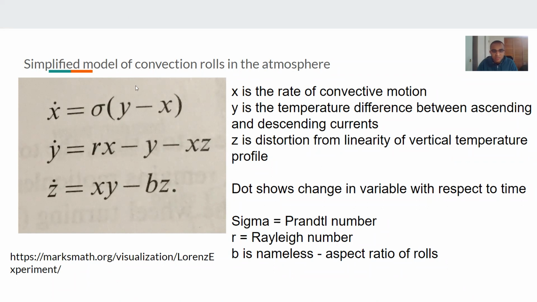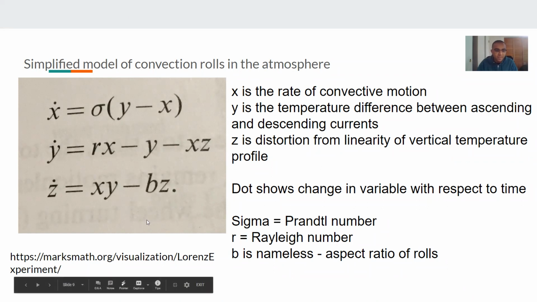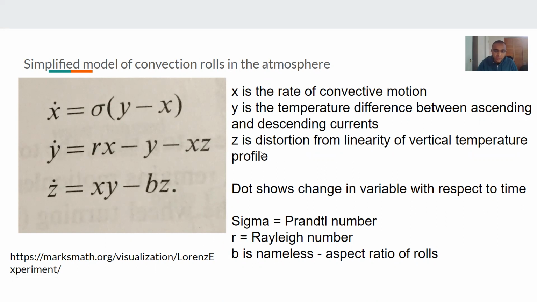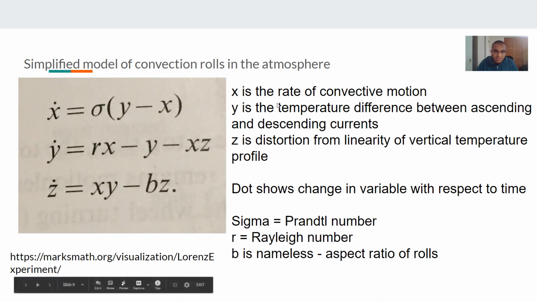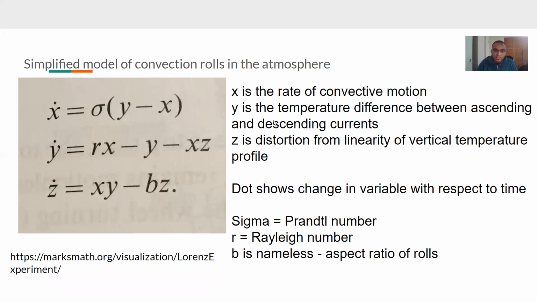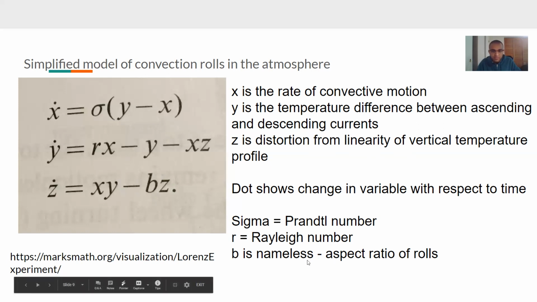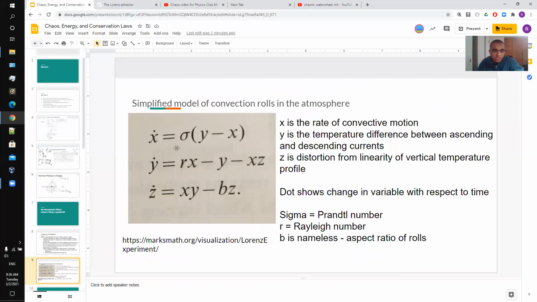So these are the equations associated with the model. We won't focus too much on the mathematics here, but more on the visualizations, which are coming up shortly. But here you can see X is the rate of convective motion, Y will be the temperature difference between ascending and descending currents. And then Z is distortion from linearity. And then sigma, R, and B are basically just parameters in the system. I put some information about that down here. And then the dot is just a derivative with respect to time, a shorthand.